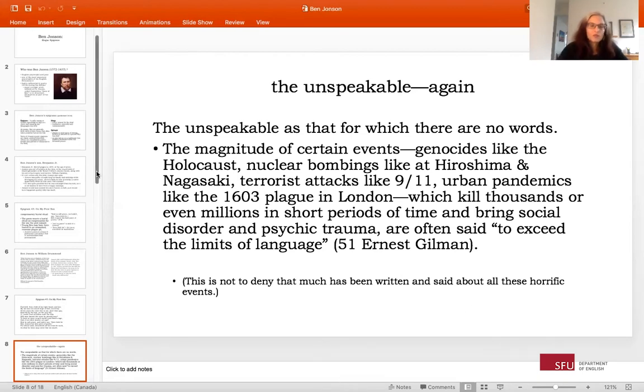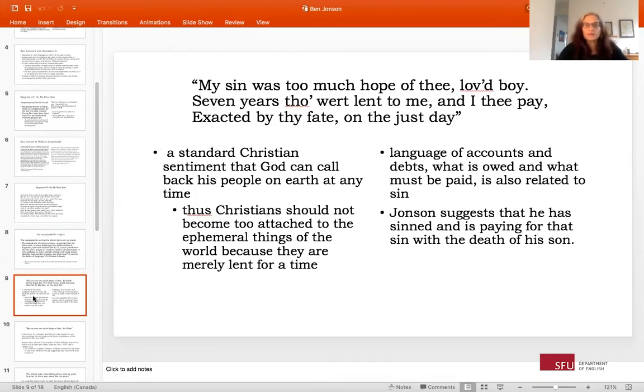Okay, moving on to what is expressed in the poem, in Jonson's On My First Son. One thing we definitely see in this poem is the language of sin, and the language of debts and account. And I talked about this sort of discourse in plague discussion and talk in the previous lecture.